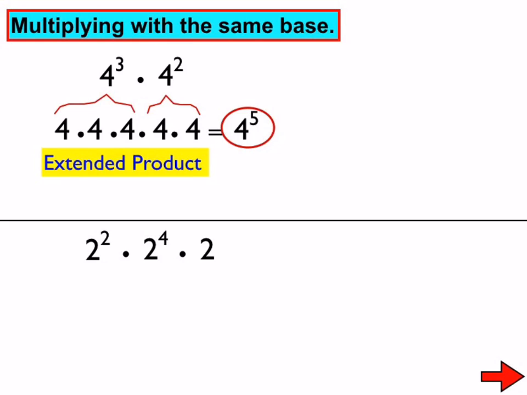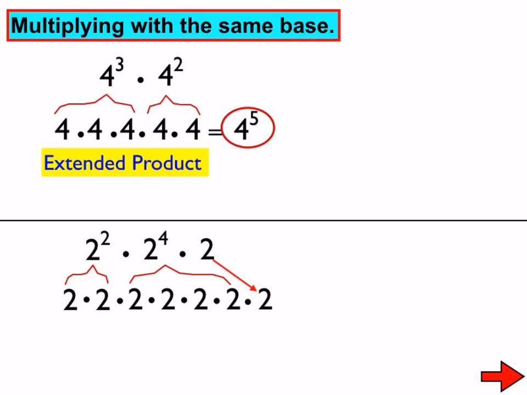If we have 2 to the second times 2 to the fourth times 2, well, 2 to the second as an extended product is 2 times 2. 2 to the fourth as an extended product is 2 times 2 times 2 times 2. And then 2 is just 2. And so you can clearly see that this simplifies to 2 to the seventh power.